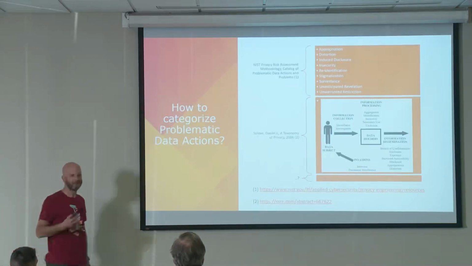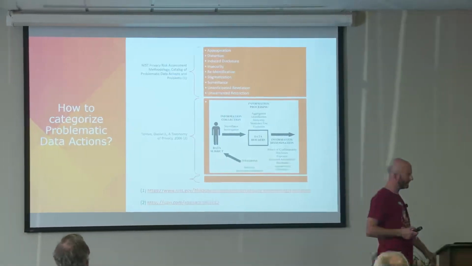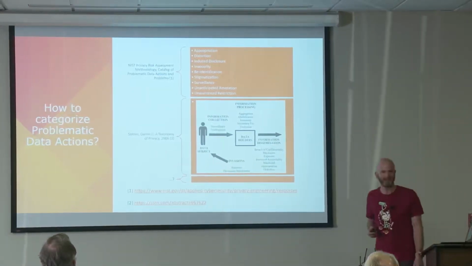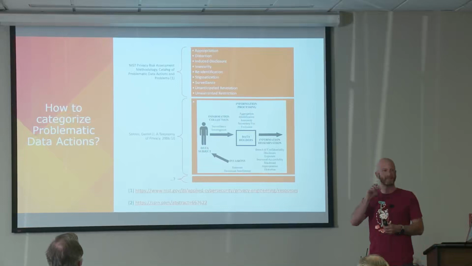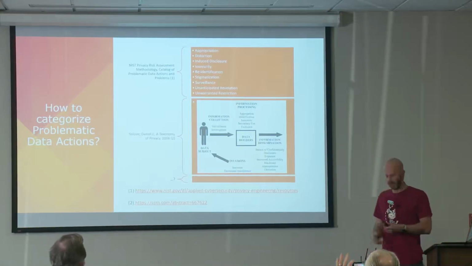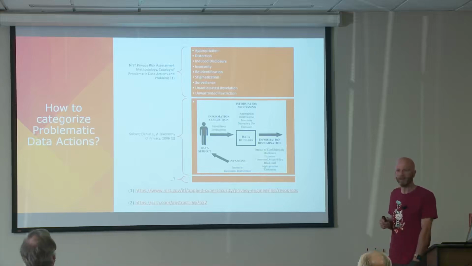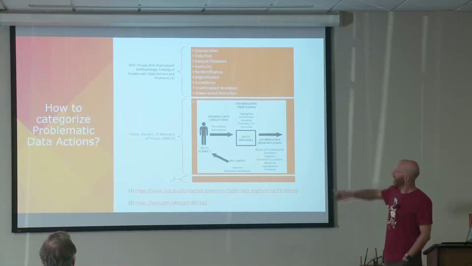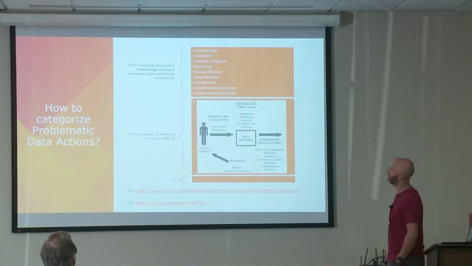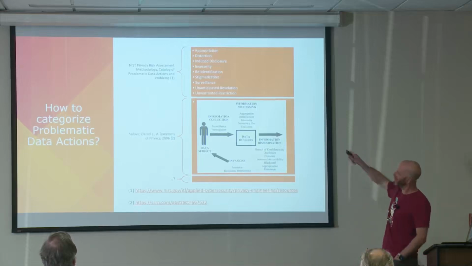How do we categorize problematic data actions? Those of you who have done threat modeling before, using methodologies like Microsoft's STRIDE or whatnot, know they all give you categories of threats to help you think about what could happen. Similarly, there are a couple of places we can look where people have already thought about the types of problematic data actions that could happen. There is a methodology from NIST called the Privacy Risk Assessment Methodology, PRAM, that has a list.